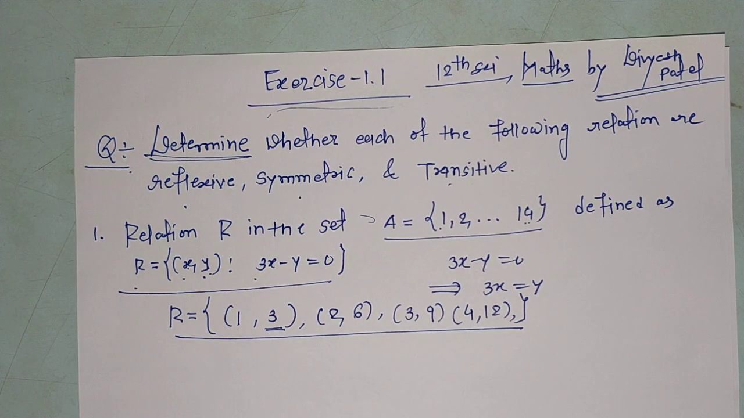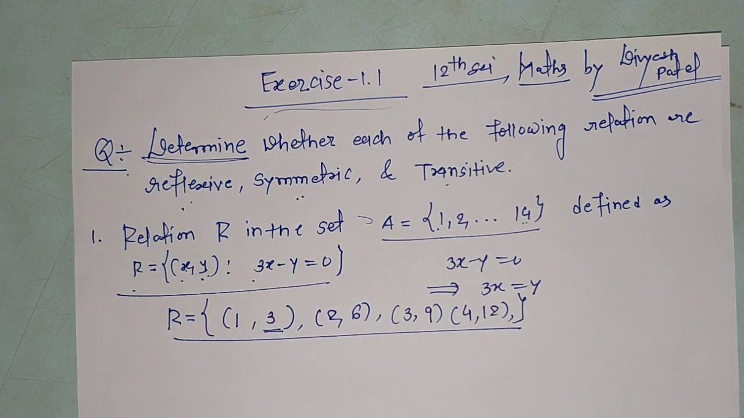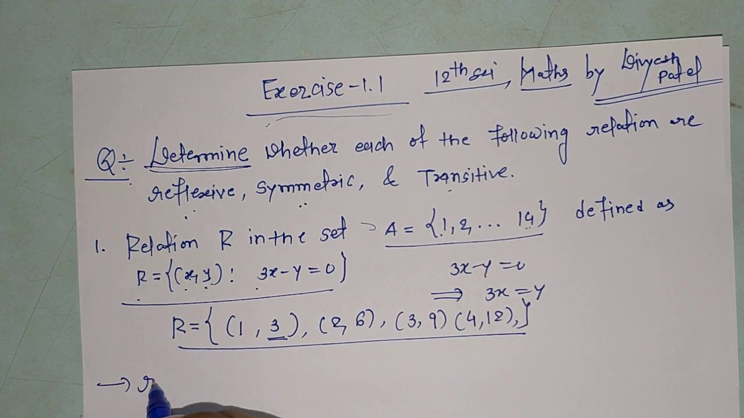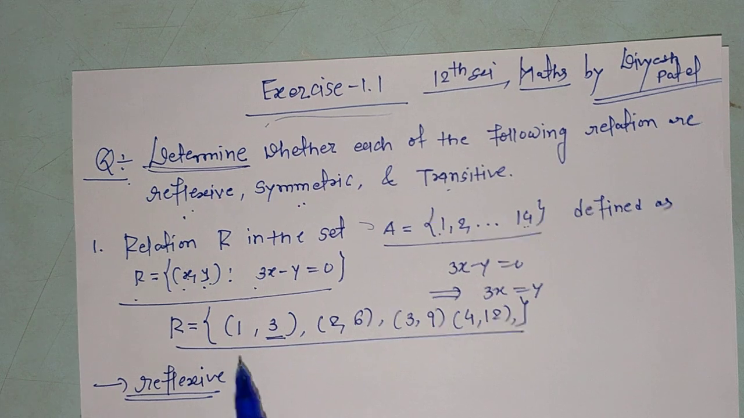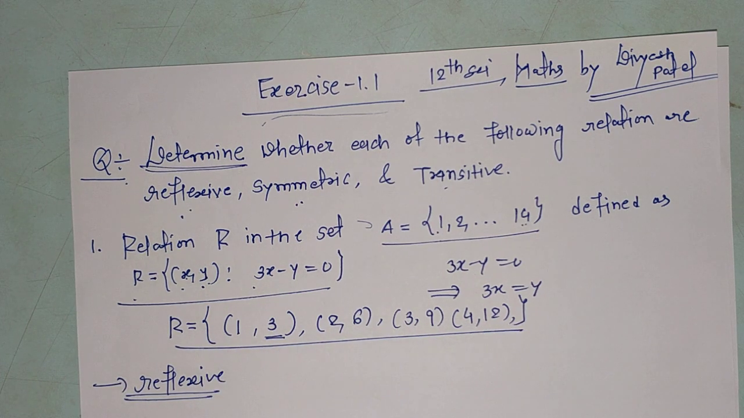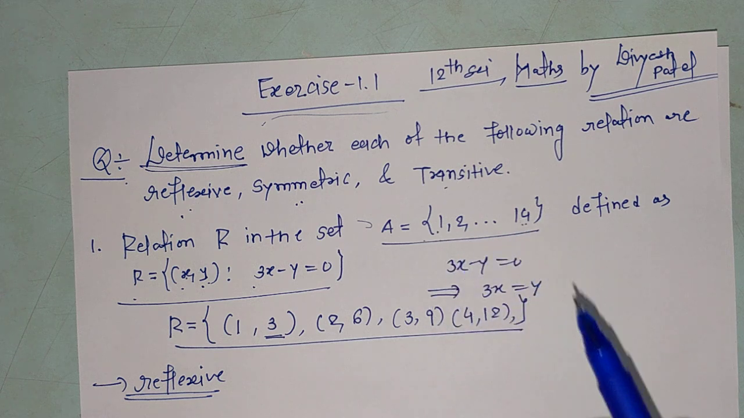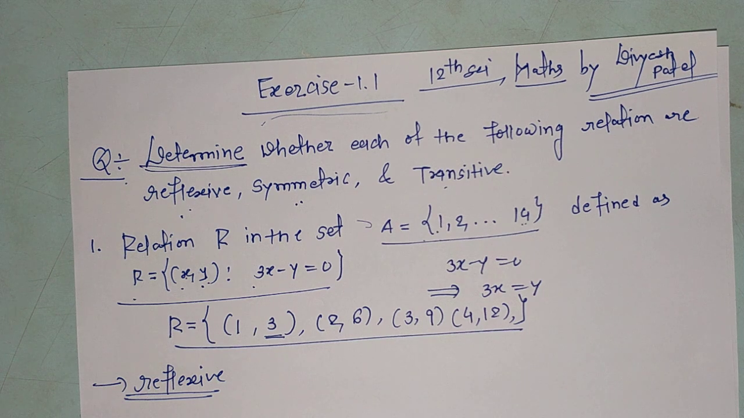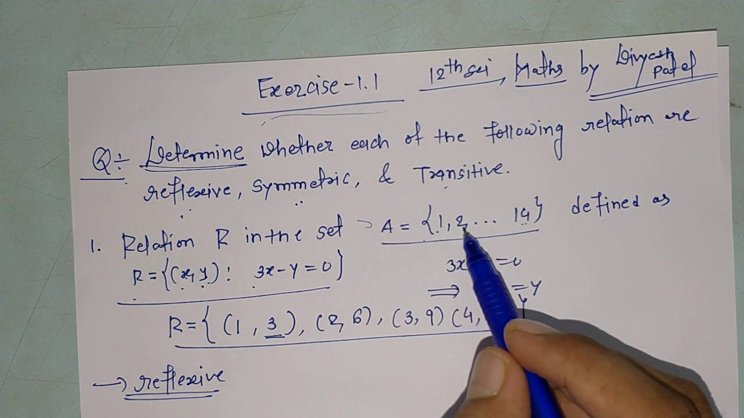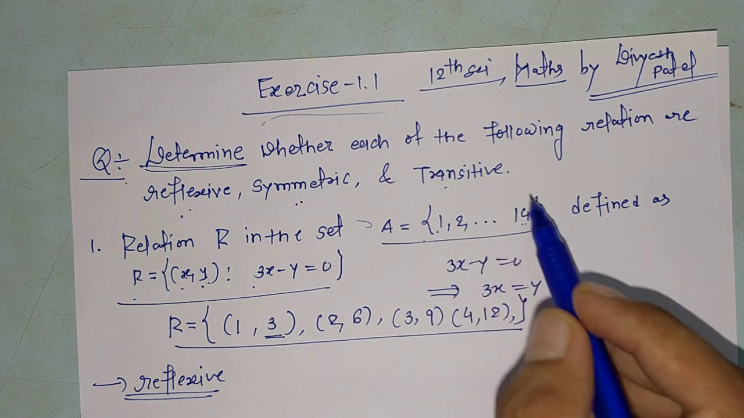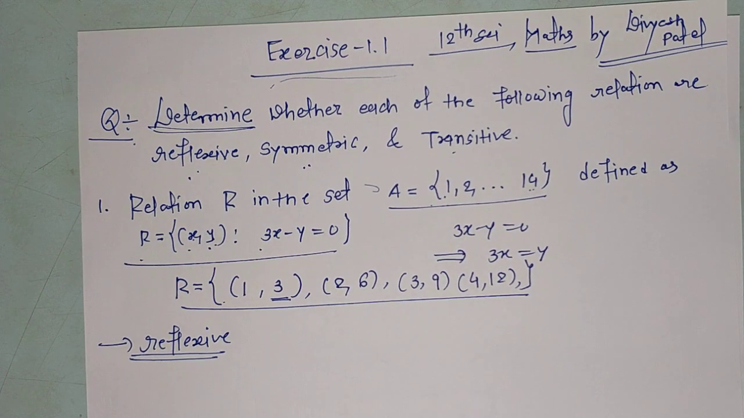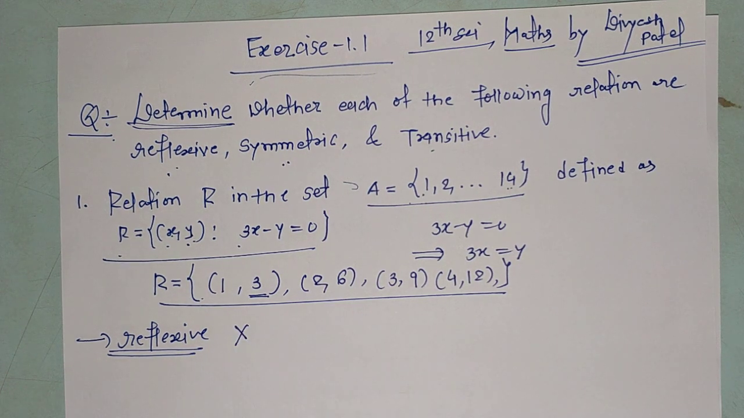Now we have to check all the properties of reflexivity, symmetricity and transitivity. So first, reflexivity says that all the elements of the set must be related to themselves. Now if you observe, the relation has only 4 ordered pairs and the set has 14 elements. We can deduce that there must be 14 ordered pairs. Then I can say that 1 must be related to 1, 2 must be related to 2. It means 1 comma 1, 2 comma 2, 3 comma 3. None of these pairs is in R. You can observe that. It means R is not reflexive.